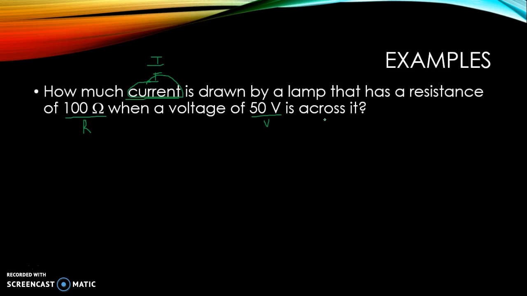Okay, we're solving for I. We've got R and we've got V. So to solve for I, we take I is equal to V over R, which is equal to 50 over 100, and that gives us 0.5 amps.